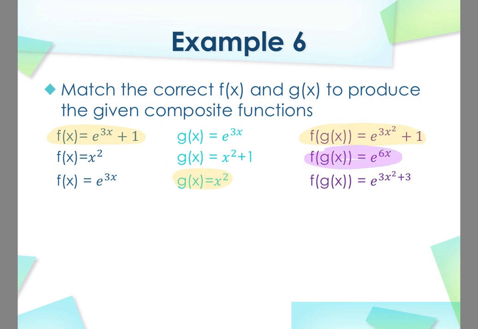So if I want to get e to the 6x, what f do I grab? X squared. And what g do I grab? E to the 3x. So if I take this guy and plug it in here, I get e to the 3x raised to the second power. And when we raise to a power, we multiply, and that's where you get 6x.